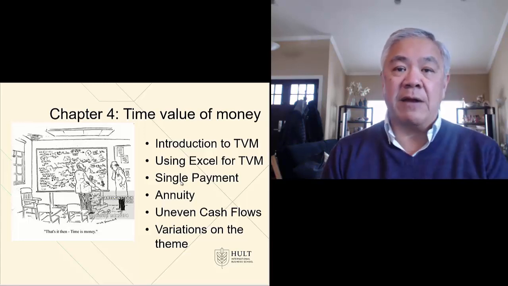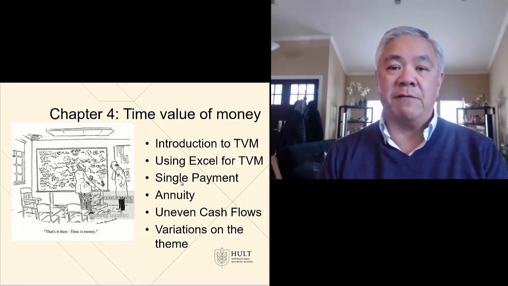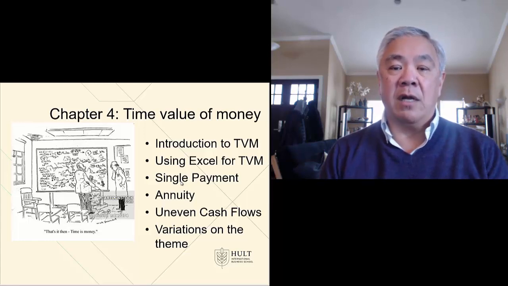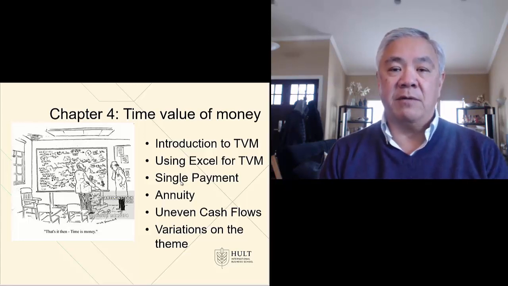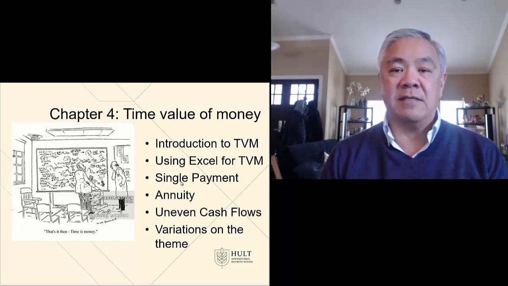Then we'll go through some scenarios, and they will be in 3 different types of patterns. One would be a single payment, the second would be a series of identical payments, and the third would be uneven cash flows. Finally, we'll wrap up with some other comments on other variations we often see in this field.